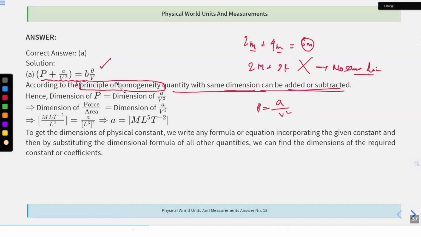So this principle of homogeneity basically tells that quantities with the same dimension can be added or subtracted.